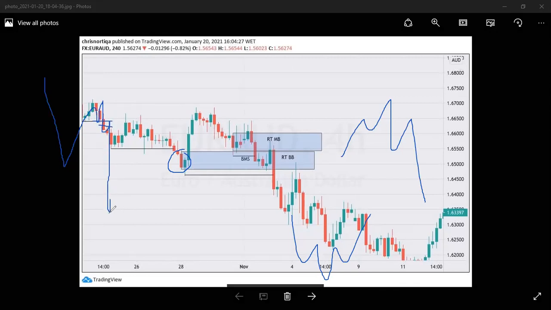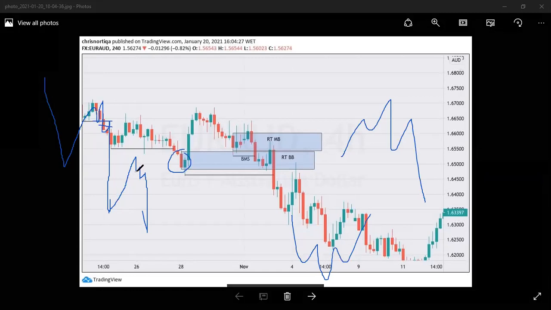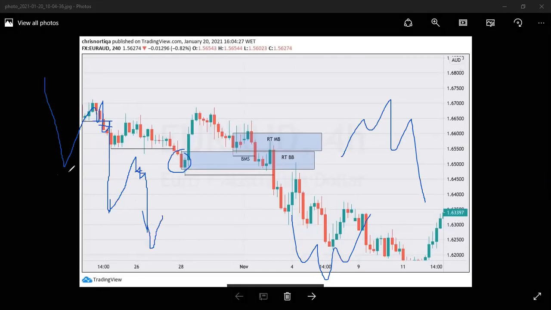Then they make a lower low. When they come to make a lower high, they give you a mitigation block like this. This will be the mitigation block here. Again, lower low. So these are lower low, lower high, lower low, lower high, lower low. When they come to make a lower high, they can give you a breaker again like this. This is the breaker.